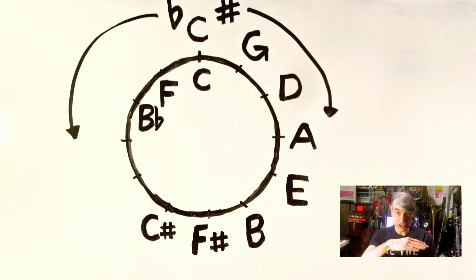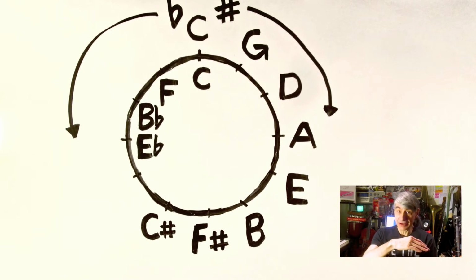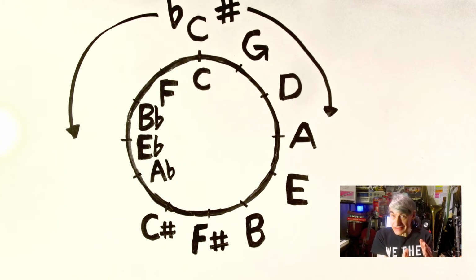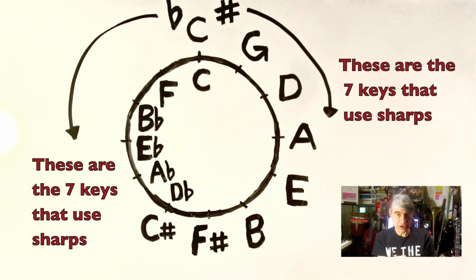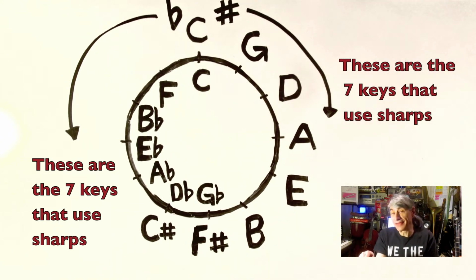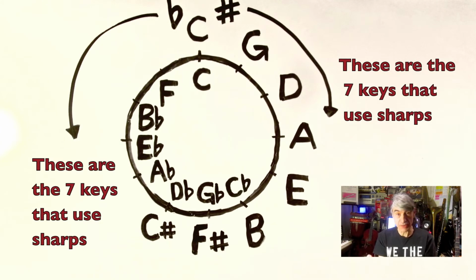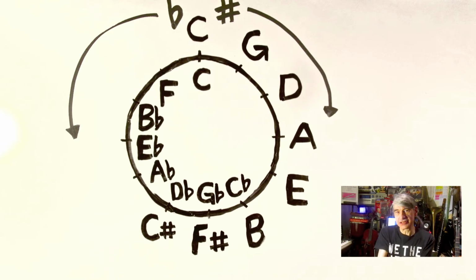And then 3rd position down would be E flat, 4th position down is A flat, and then D flat, which matches up where C sharp major was. And then a 5th down from there is G flat, and then finally C flat, the key with the most amount of flats. And so this shape organizes the keys as to how they work.